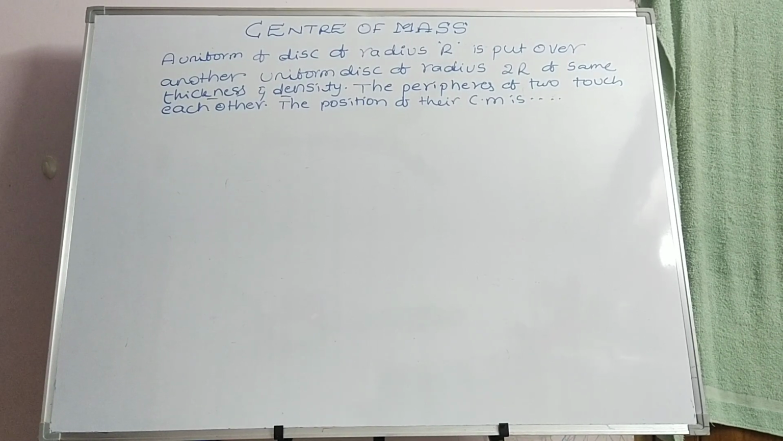Today we are going to discuss some more problems on center of mass. A uniform disk of radius r is put over another uniform disk of radius 2r of the same thickness and density. The peripheries of the two touch each other. The position of the center of mass is?